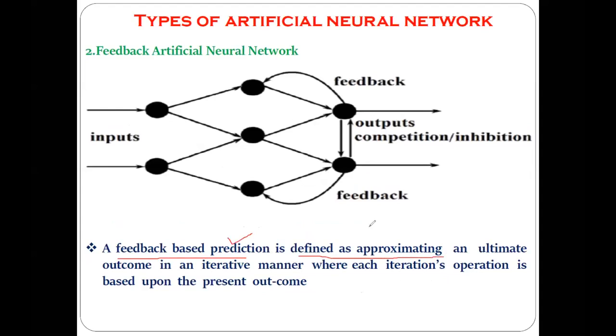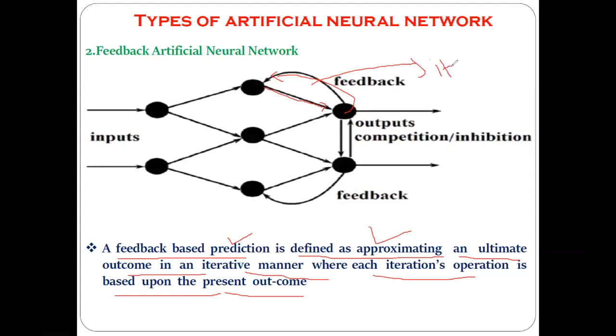Here I have mentioned that feedback-based prediction is defined as approximation. You can also call feedback approximation. Feedback-based prediction is defined as approximating an ultimate outcome in an iterative manner, where each iteration operation is based on the present outcome. Now these signals are coming from the hidden layer and again from the output layer, and from the output layer the signal is sent back to the hidden layer. This is also referred to as iterative processing. Can we call this iterative processing also? Yes, sir. It is also referred to as iterative, and this iteration will continue.